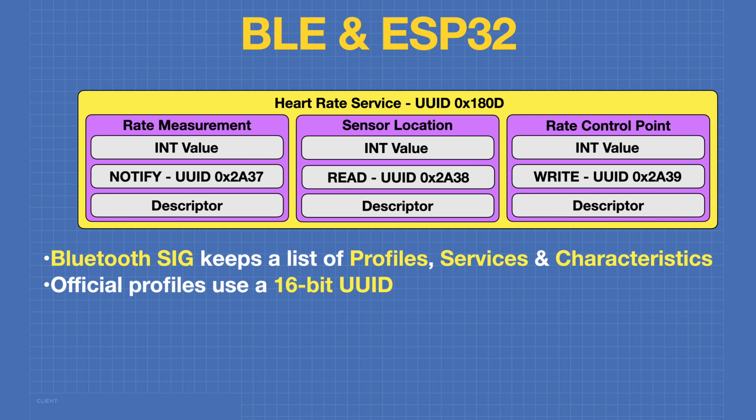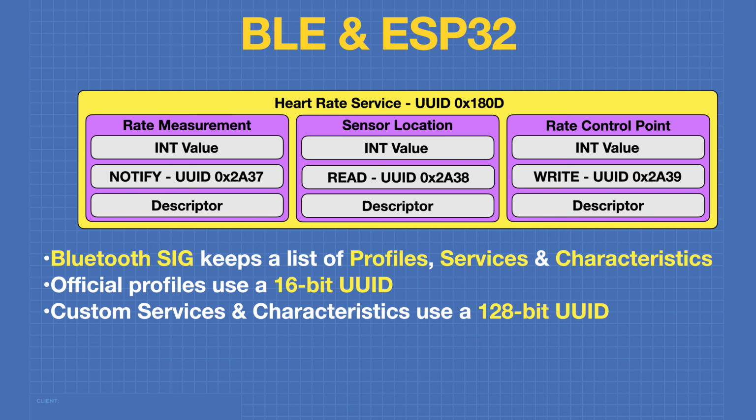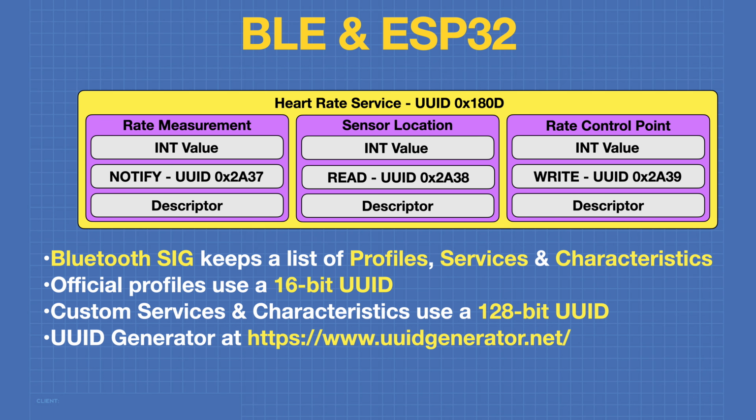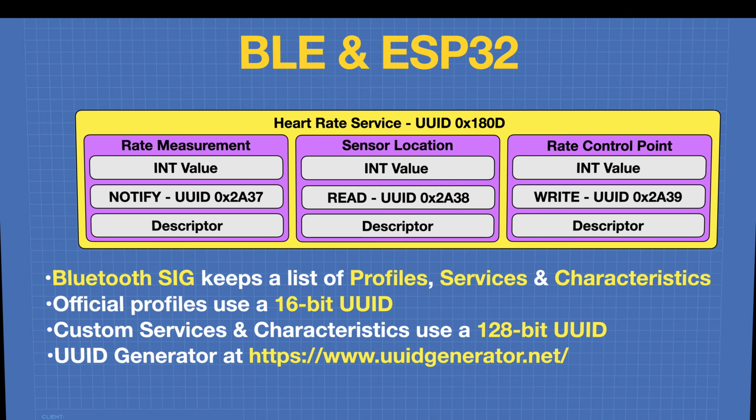Official profiles use a 16-bit UUID. Manufacturers can also create custom services and characteristics, and those will use a 128-bit UUID. If you need to generate a UUID, you can go to the online UUID generator to create one.